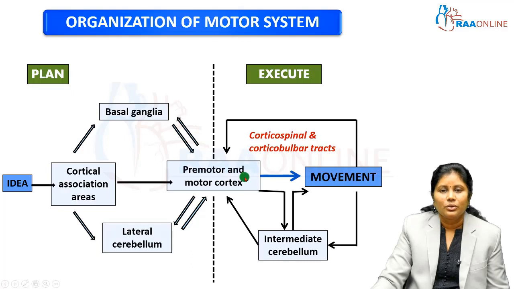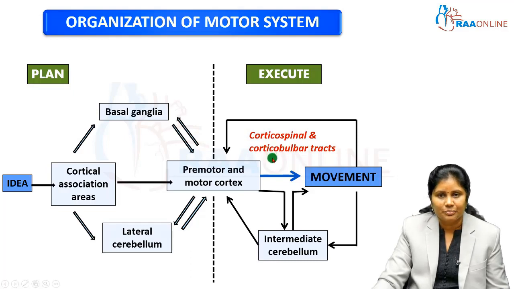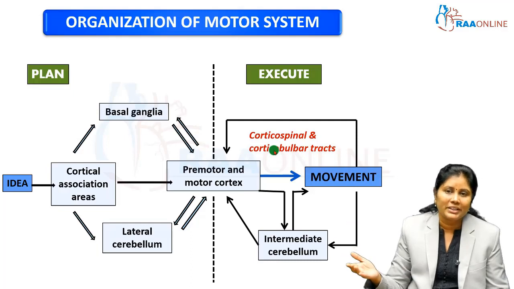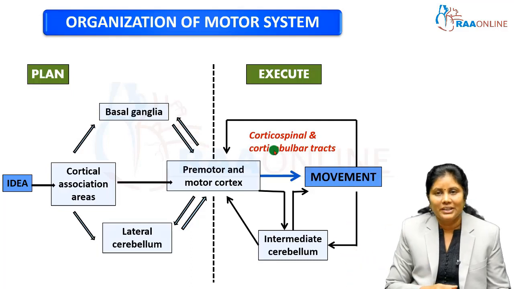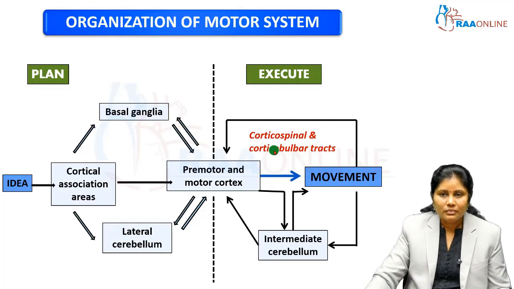Now after this plan has been made and given to the premotor cortex, it is its role to execute it. So the motor cortex executes this plan through different descending tracts of fibers, which are chiefly corticospinal and corticobulbar tracts, as well as the extrapyramidal tracts. Okay, so corticospinal and corticobulbar tracts form the pyramidal tract, as well as extrapyramidal tracts are there, which control the posture of the body. Right.